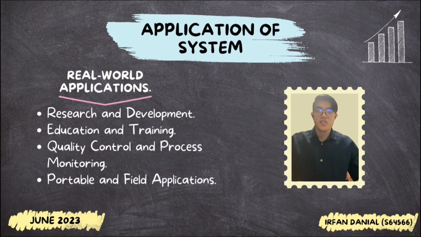The third application is in quality control and process monitoring. The system aids in electrochemical quality control and process monitoring in industries like battery manufacturing or corrosion testing. It provides real-time monitoring of electrochemical parameters like potential, current, and scan rate during the manufacturing process, ensuring consistent product quality and optimizing process parameters. The wireless communication enables remote monitoring and control, enhancing efficiency and convenience in industrial applications.